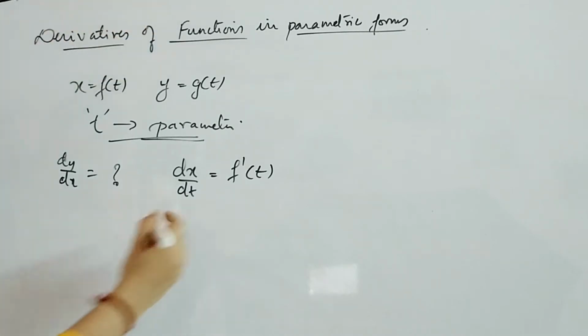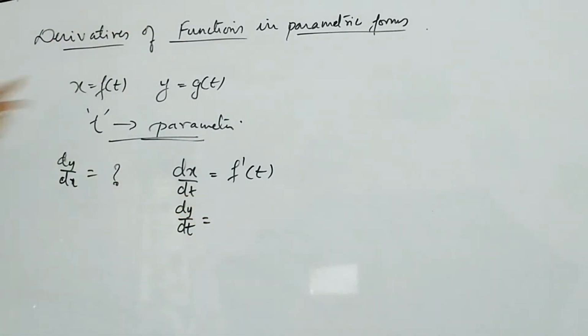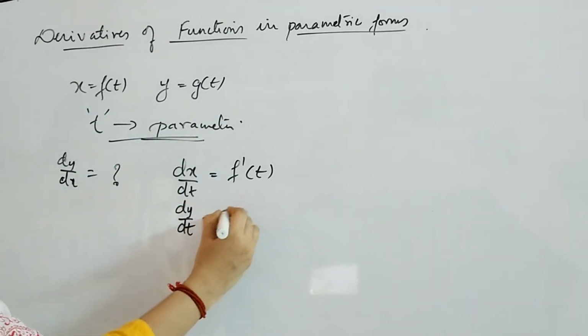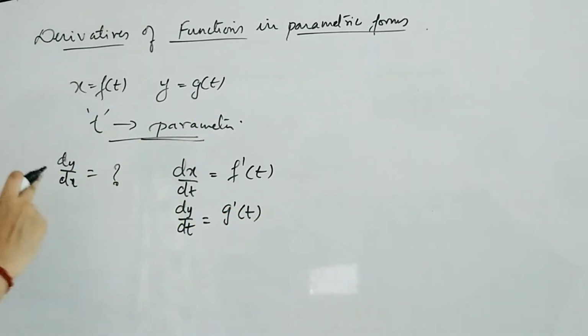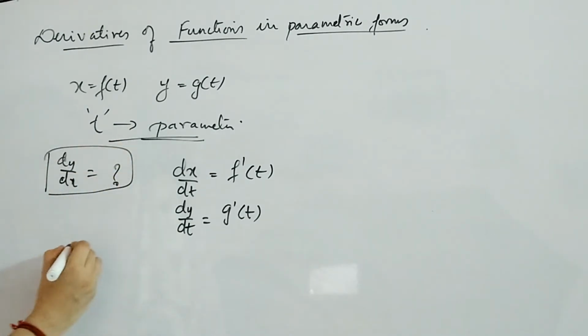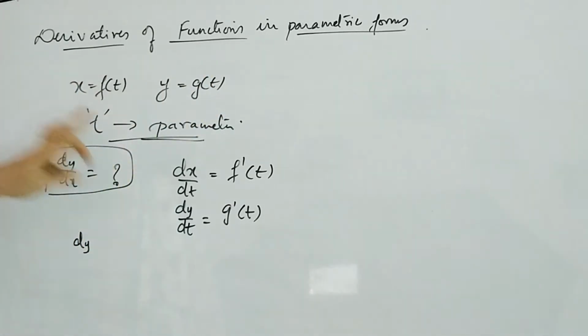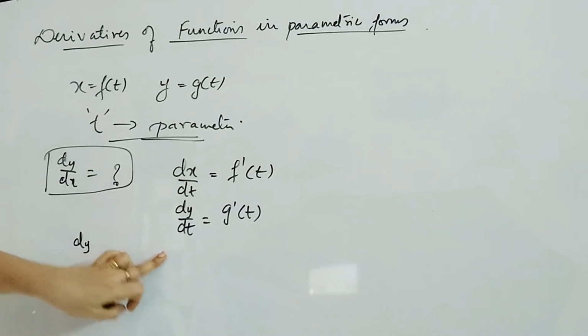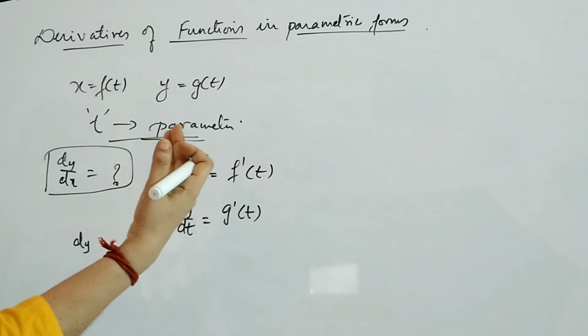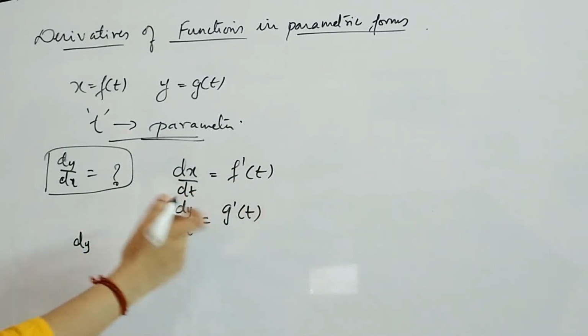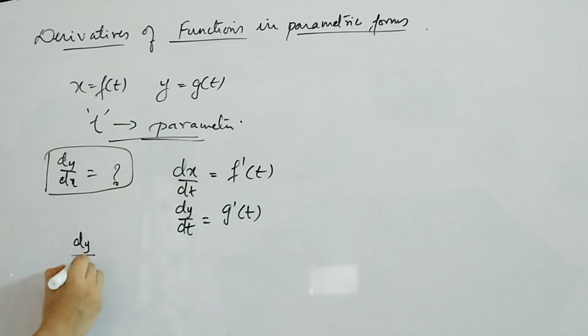Then from y I can find out dy by dt only, because directly with respect to x I cannot differentiate. I can differentiate with respect to t because here the variable is t. So you get, suppose, g dash of t. So in order to find dy by dx, first I will find these two things, x and y will be given in the question. You have to find dx by dt and dy by dt. At that time t acts as the independent variable. How we differentiate with respect to x, in that way you have to do it here also.